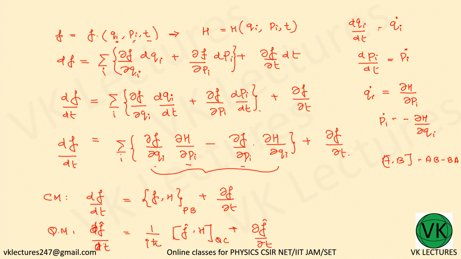So in general, the Poisson bracket in classical mechanics is nothing but the quantum commutator divided by iħ. So whenever we need to find the Poisson bracket, just put it into the quantum commutator and divide by iħ, which gives you the classical time derivative of a function.